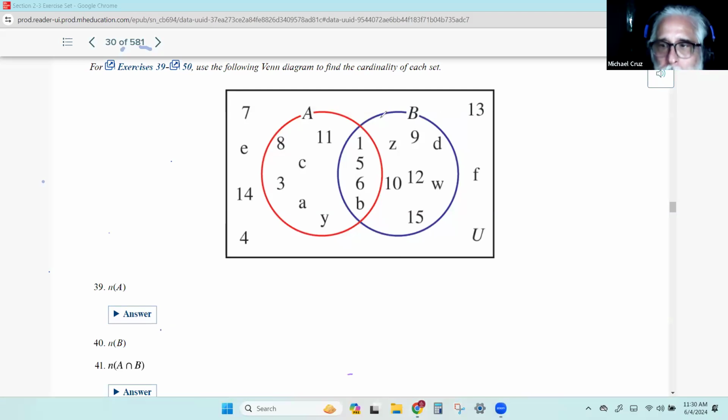How about B? Well, B is this whole thing here. So we got 1, 2, 3, 4, 5, 6, 7, 8, 9, 10, 11. Now the intersection of A and B. There's the intersection. So this is going to have 4 in it: 1, 2, 3, 4.